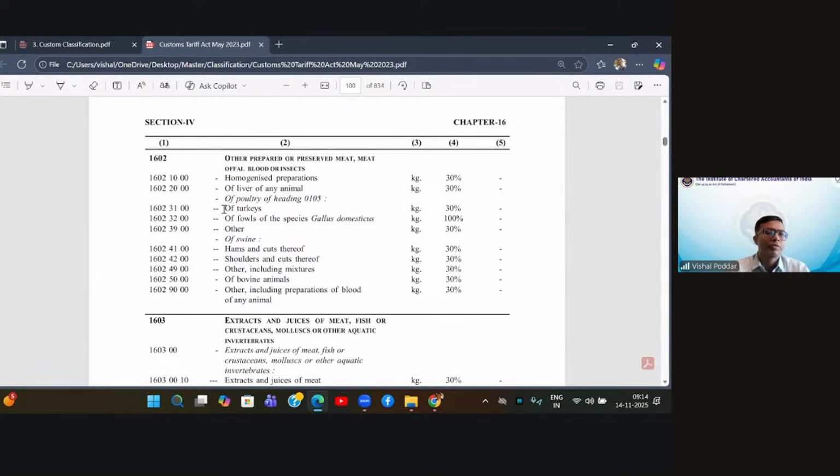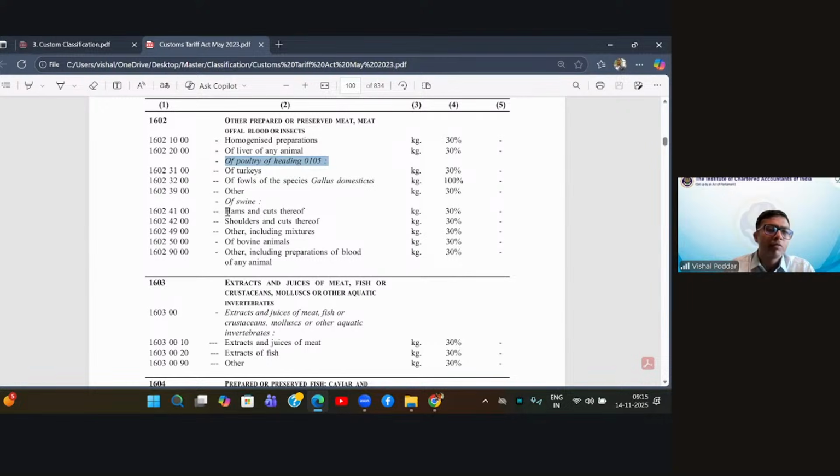Now, what is the relevance of this dash? For example, here you have single dash, again single dash, again single dash. But this single dash is now preceded by three double dashes, as you can see. Now, what does it mean? It means that this single dash, of poultry of heading 105, is having subheadings of turkey, of fowl, others. Then the next heading is of swine. Within that, again, three subheadings: hams, shoulders, others.